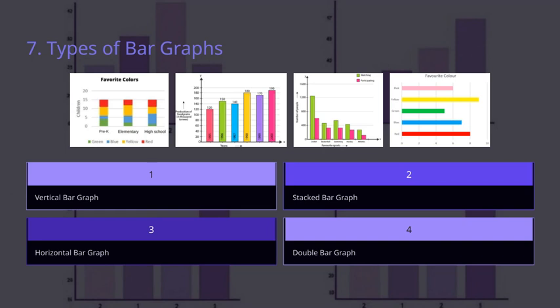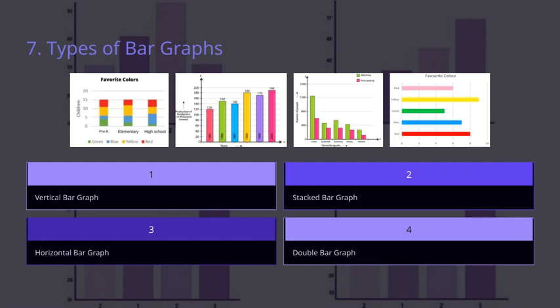First up is the vertical bar graph, which is perhaps the most common. It displays data with vertical bars, making it easy to compare different categories at a glance. Next, we have the horizontal bar graph, where the bars run horizontally. This format is particularly useful when category names are long or when you want to emphasize the differences more clearly.